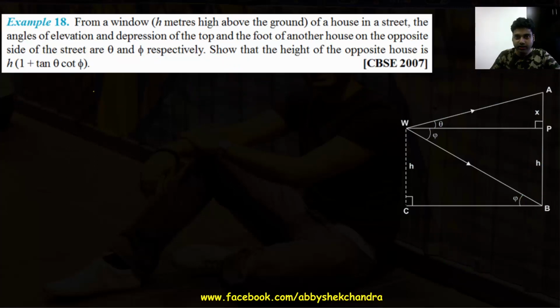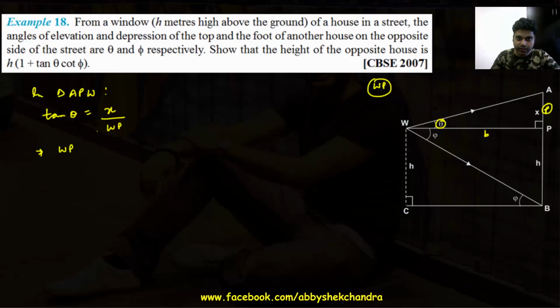Now in triangle APW, theta is the angle. With respect to theta, this is the perpendicular and this is the base. WP is the common side we are trying to find the value of. So we are going to use tan theta equal to perpendicular by base, which is x by WP. Take WP to the other side and tan theta to the right hand side. WP will be x by tan theta. Let's call it 1.